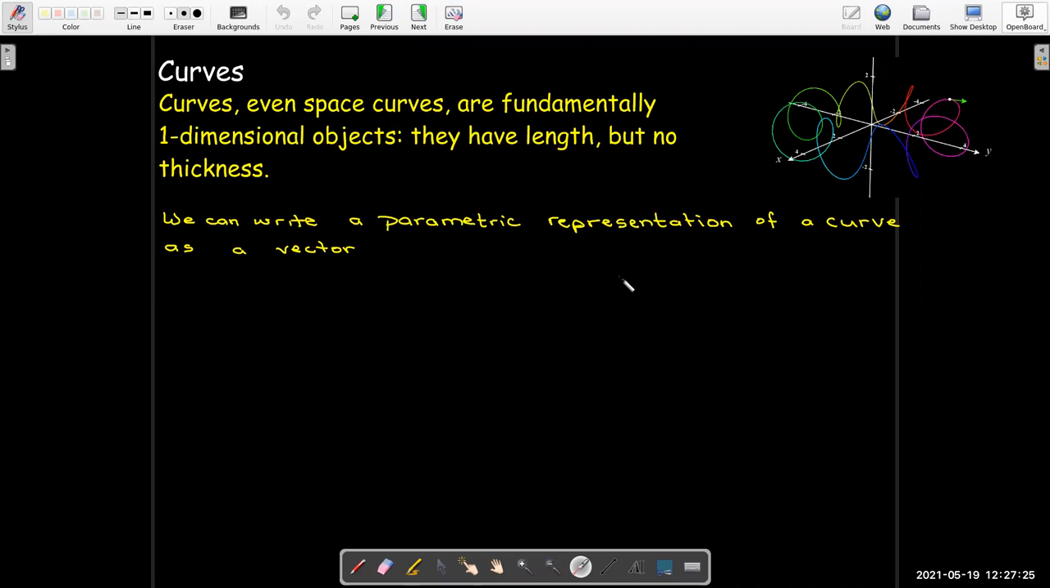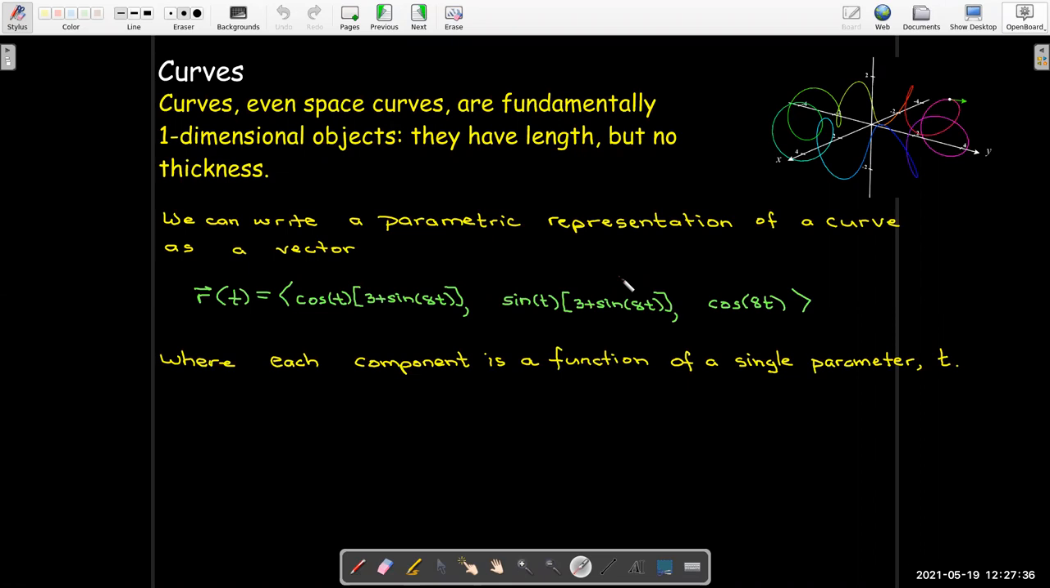So it makes sense that we can write down a parametric representation of a curve using a vector where each component is just a function of a single parameter t. It really indicates that it's just a one-dimensional object.